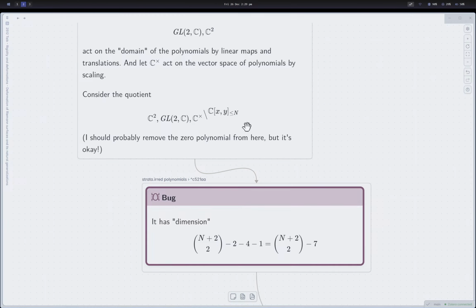It will be connected because it's a continuous image of a connected set. But if I remove zero, it might not be connected anymore. Oh, if I remove zero, it will still be connected, but things might happen.